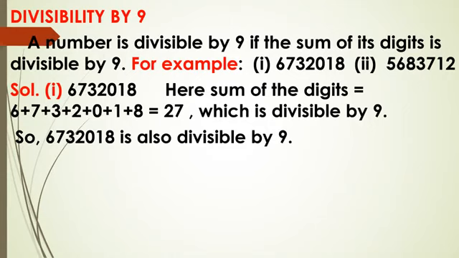67,32,018. Find out the sum of all its digits. You get 27, which is divisible by 9. So, 67,32,018 is also divisible by 9. See the second example.